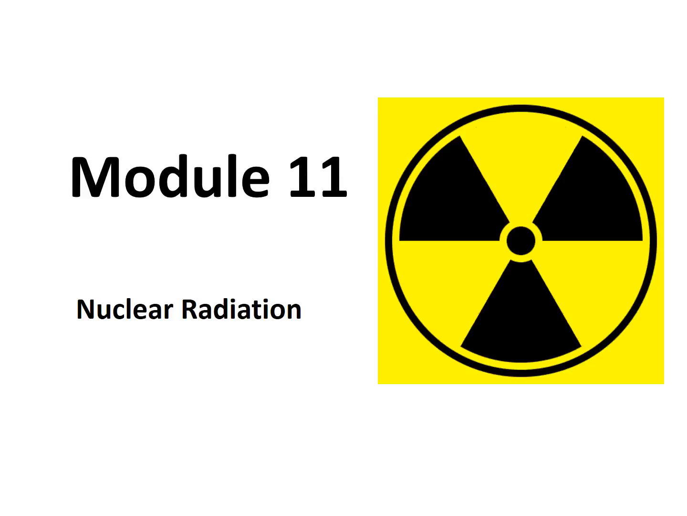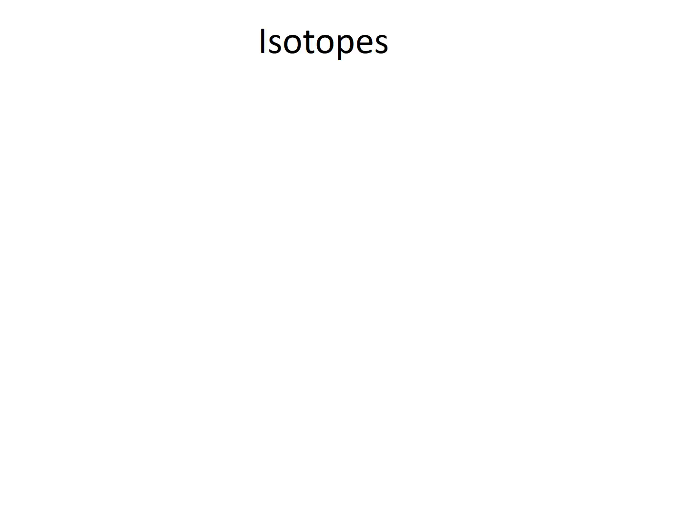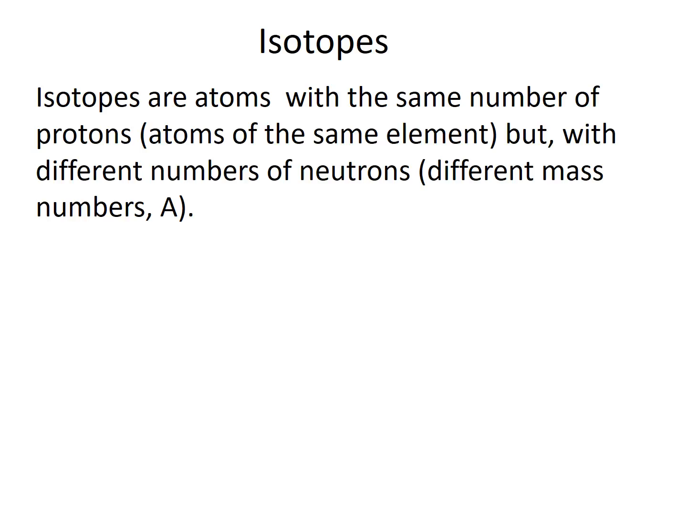So we are looking now at Module 11, nuclear radiation. That is the radiation symbol for nuclear radiation. So we've been talking about isotopes. Just to remind you, isotopes are atoms with the same number of protons, which means they are the same element, but different numbers of neutrons, so they have different mass numbers. Same Z, different A.